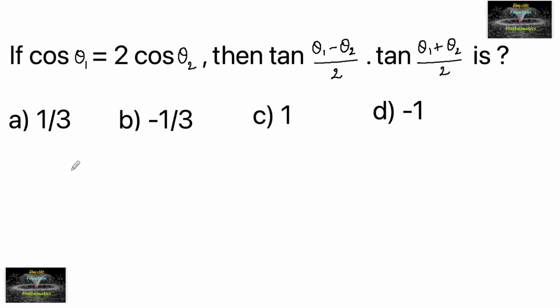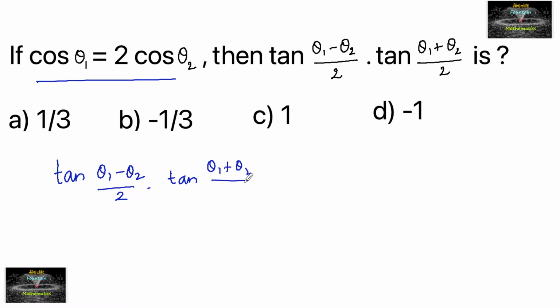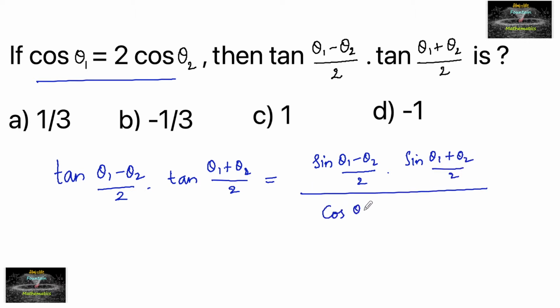If cos theta 1 is equal to 2 cos theta 2, then what is tan of (theta 1 minus theta 2)/2 into tan of (theta 1 plus theta 2)/2? So tan of (theta 1 minus theta 2)/2 into tan of (theta 1 plus theta 2)/2 is equal to sin of (theta 1 minus theta 2)/2 into sin of (theta 1 plus theta 2)/2 divided by cos of (theta 1 minus theta 2)/2 into cos of (theta 1 plus theta 2)/2.